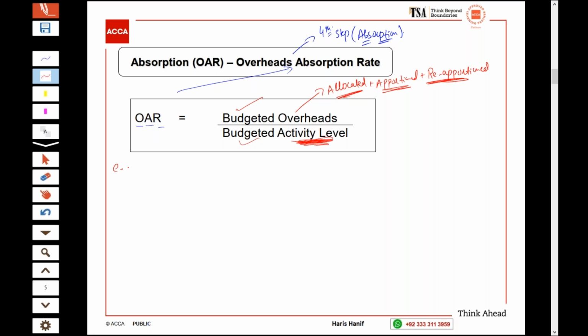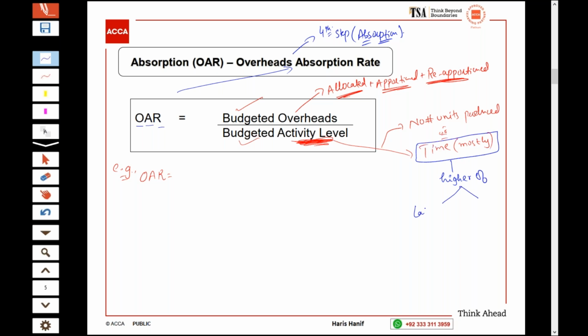Now, for example, overhead absorption rate, the activity level, usually the time. The activity level may be number of units produced, or mostly it is time, because based on the time the overheads are being incurred, and the time is either labor hours or machine hours, because overhead is volume based costing, and it sees the volume of the activity.